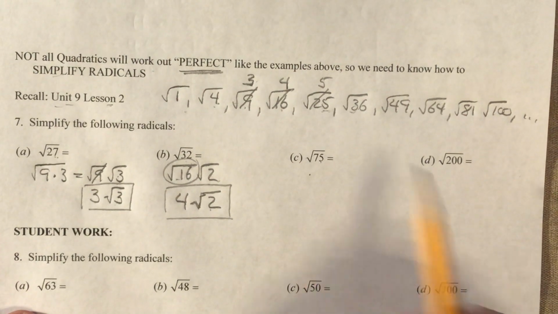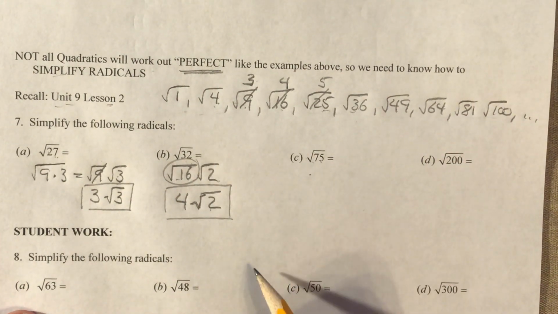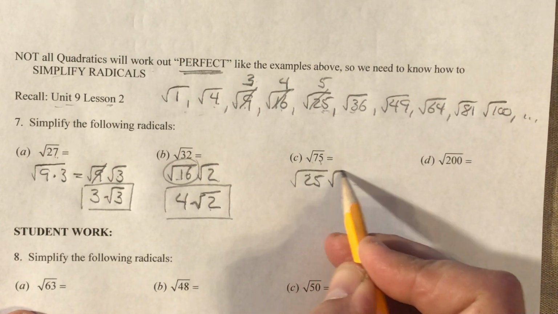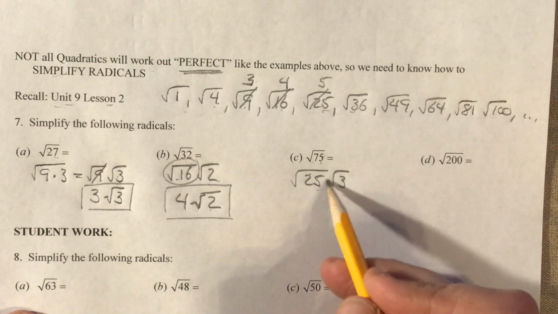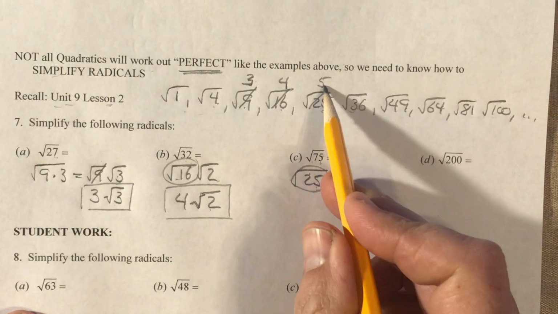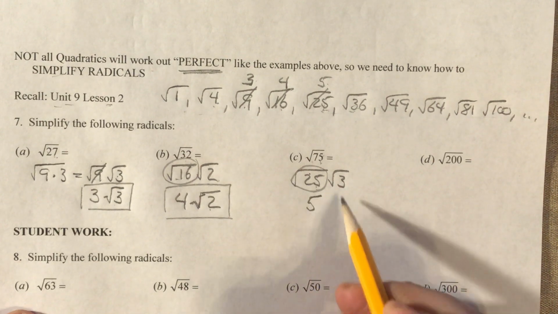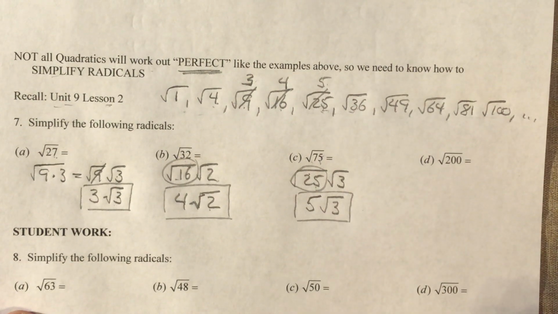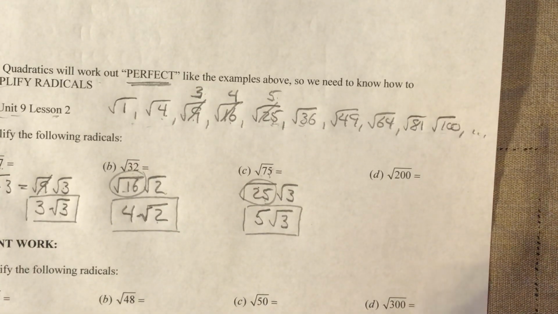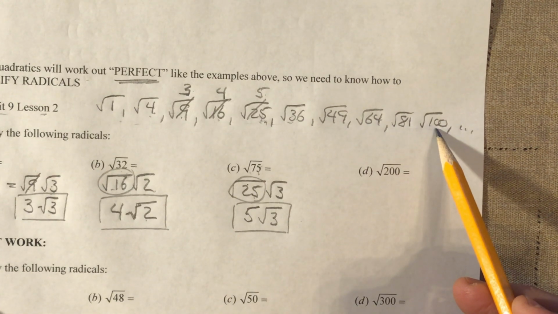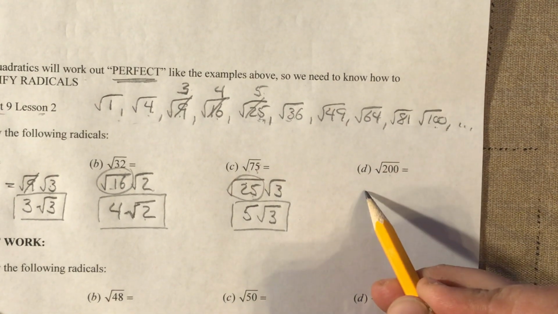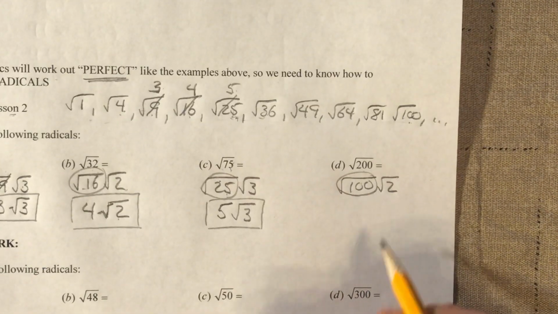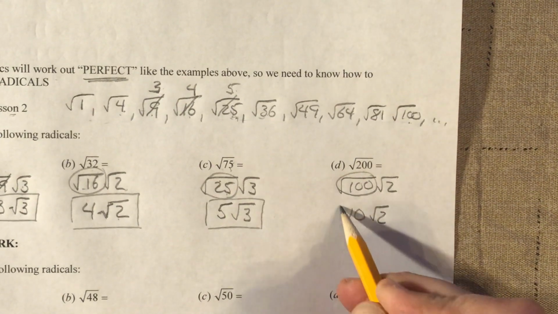All right. 75. Which one of these perfect numbers goes into 75? Hopefully you say 25 does. 25 goes in there. How many times? 3 times. That's 75. I'm going to circle it. What does that turn into? It turns into a normal 5, a rational number. What about that? Just left behind. There's the final answer. 200. What goes into 200? 25 does, but you'd be better picking this because this will go faster. 100 does. 100 times 2. And I'm going to circle that. That's a perfect number. It's going to turn into 10. 10 radical 2. All right.